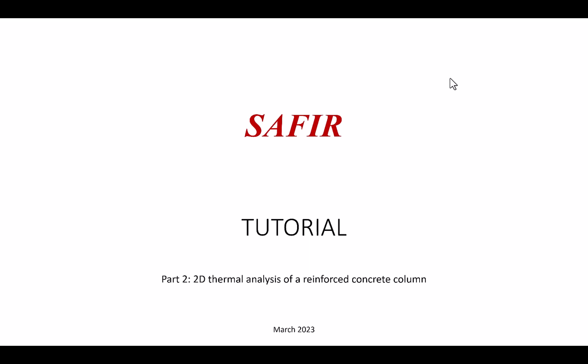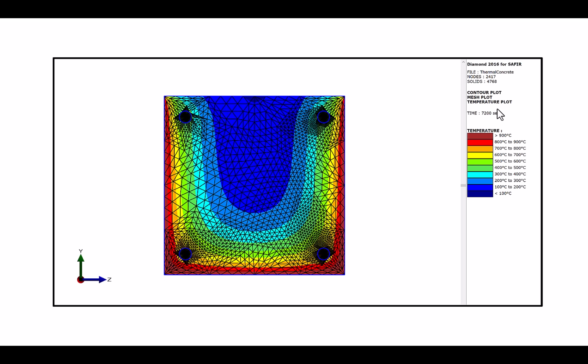This video describes the creation of a 2D thermal analysis model for a reinforced concrete column. This slide shows the end result from this exercise, where we see the temperature distribution in the square reinforced concrete column that has 4 corner rebars and that is heated on 3 sides by fire, the 4th side being in contact with air at ambient temperature.